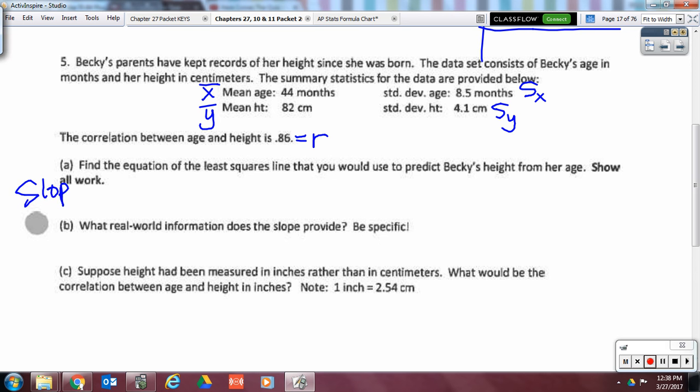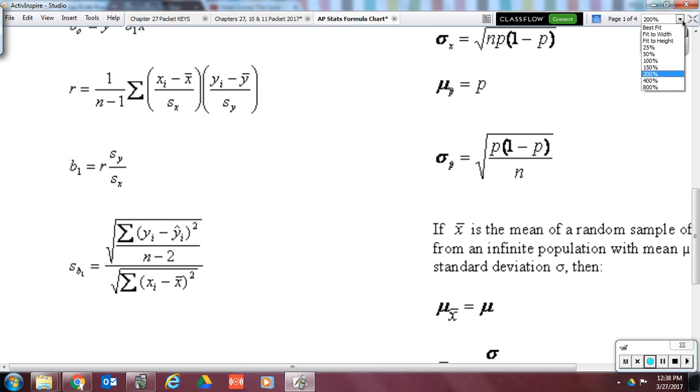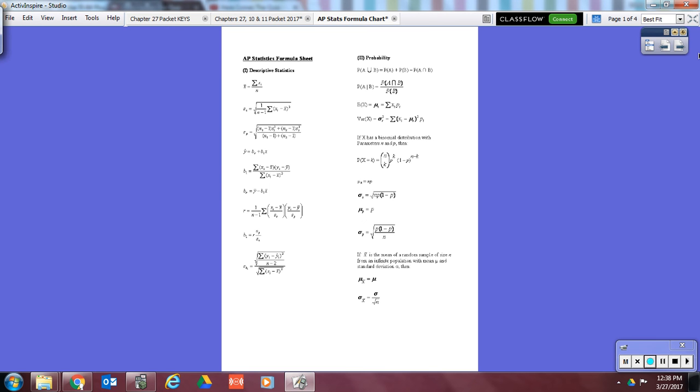Okay, so anybody remember how to use this data here and find slope? Okay, there is a formula. So I'm going to show it to you on the formula chart. Actually, you're going to hunt and find it. So here we go. Here's the formula chart. Okay, front of the formula chart.